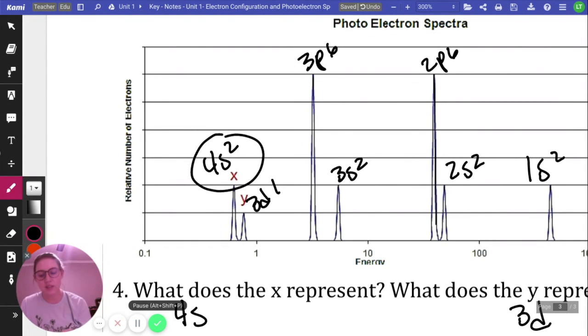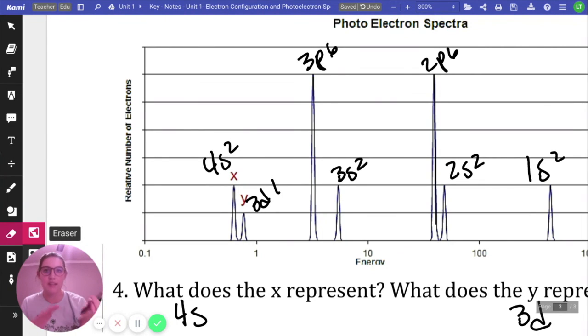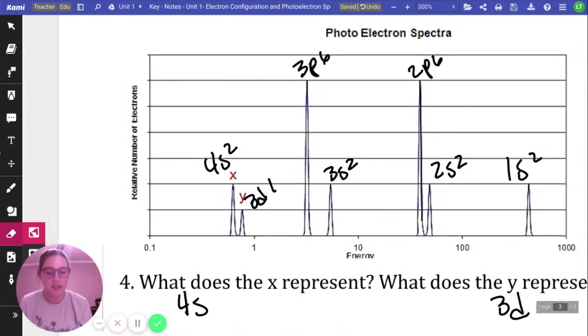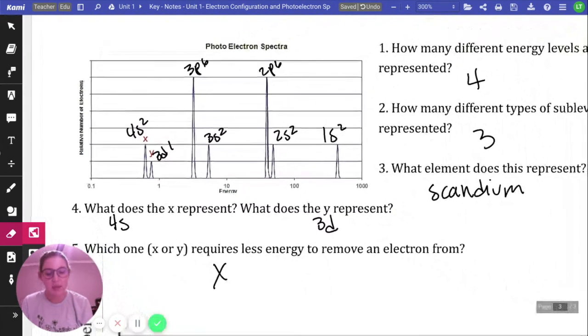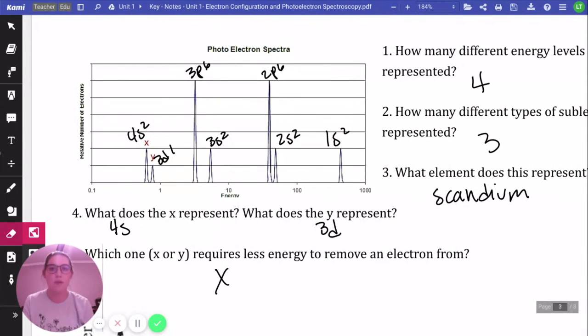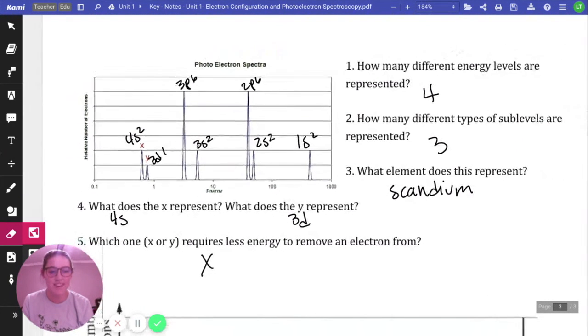Guys, the reason it's like that, even though we know that we fill from lowest to highest energy, is because while yes, we fill our 4s first because it's easier to fill, our electrons in our 3d orbital actually have less energy. They have less energy because they're on that 3rd energy level instead of that 4th. So that's why they are there.